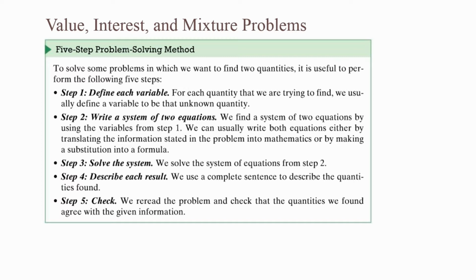We can usually write both equations either by translating the information stated in the problem into mathematics or by making a substitution into a formula. Step 3. Solve the system. We solve the system of equations from step 2. Step 4. Describe each result. We use a complete sentence to describe the quantities found. Step 5. Check. We reread the problem and check that the quantities we found agree with the given information.